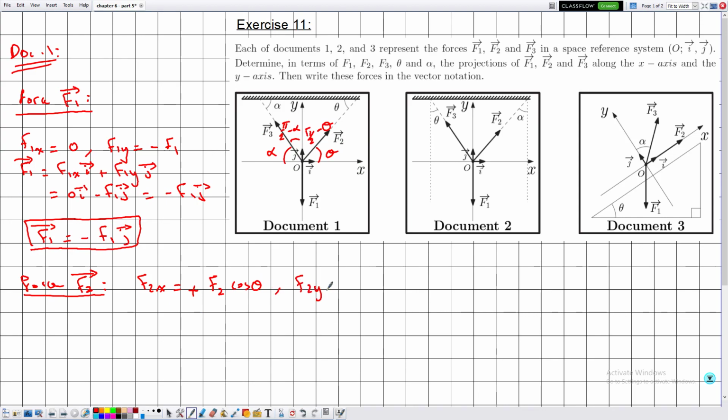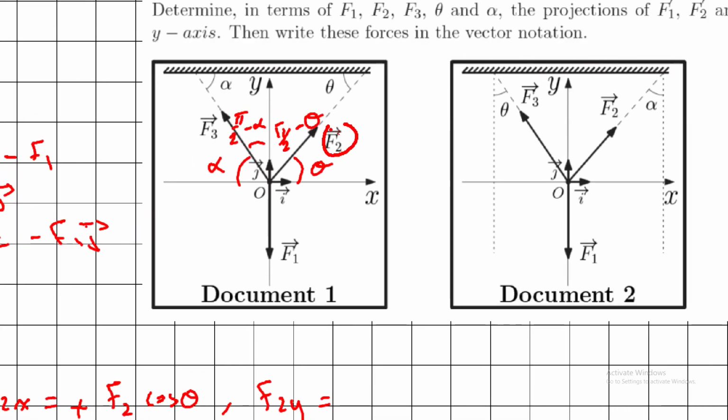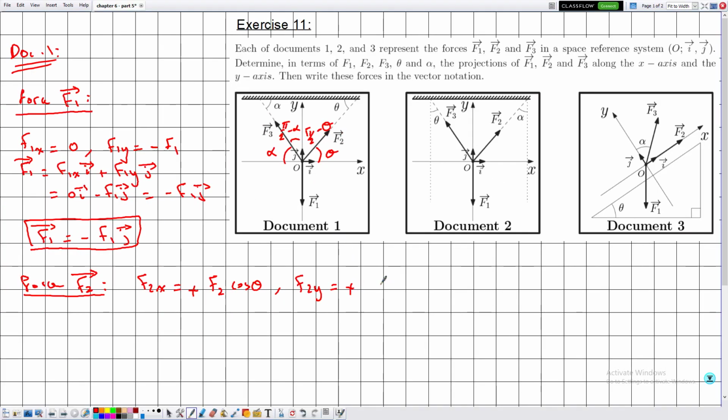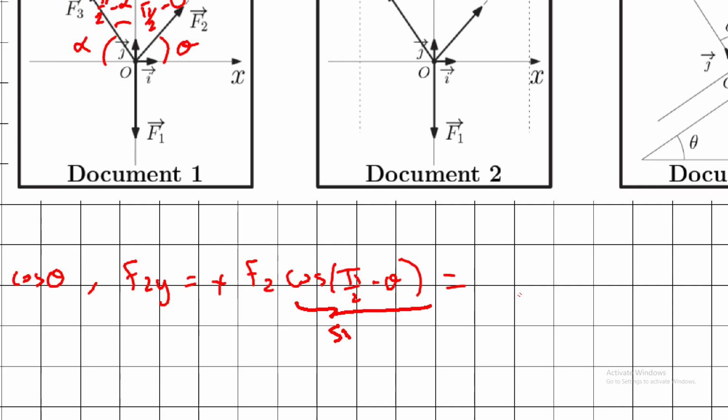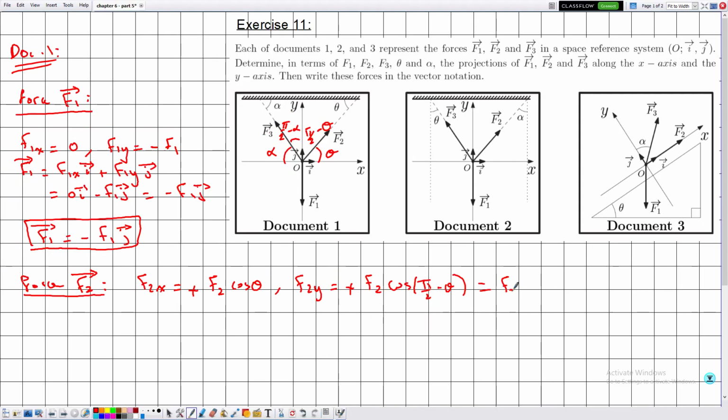Now as for F2y, notice that F2 is pointing in the positive direction of the y-axis, so it's positive, multiplied by its magnitude, which is F2, multiplied by the cosine of pi by 2 minus theta, and the cosine of pi by 2 minus theta is equal to sine theta. So the vector notation of the force F2 is given by F2 cosine theta multiplied by the unit vector i plus F2 sine theta multiplied by the unit vector j.